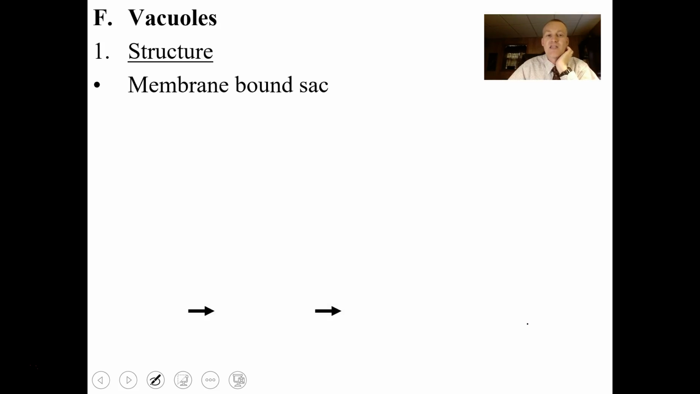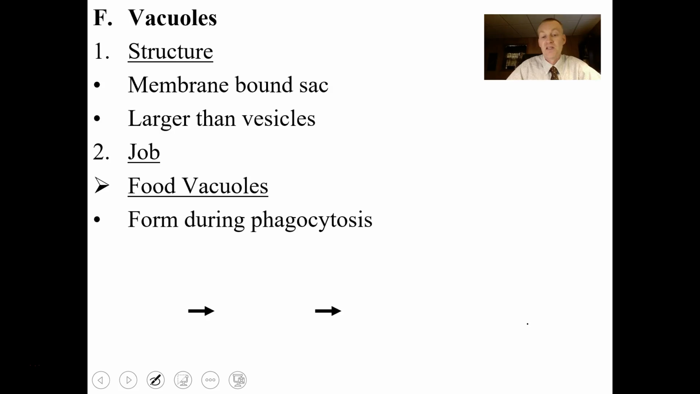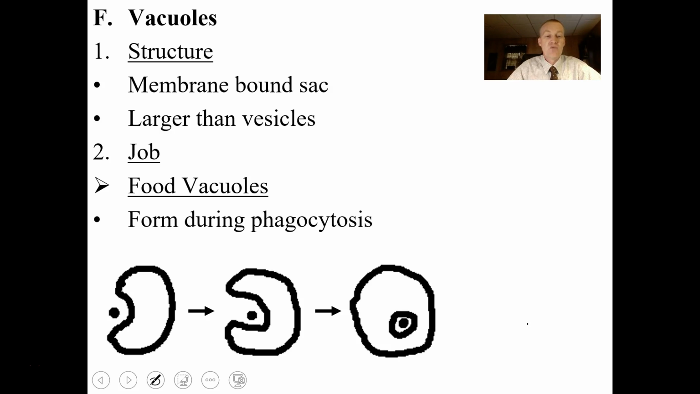Well, vacuoles are structures that are membrane sacs. They only contain one membrane, and they're a little bit larger than smaller vesicles. Their job is to contain food or to contain worn-out cell parts inside of our cells. Food vacuoles form during phagocytosis.